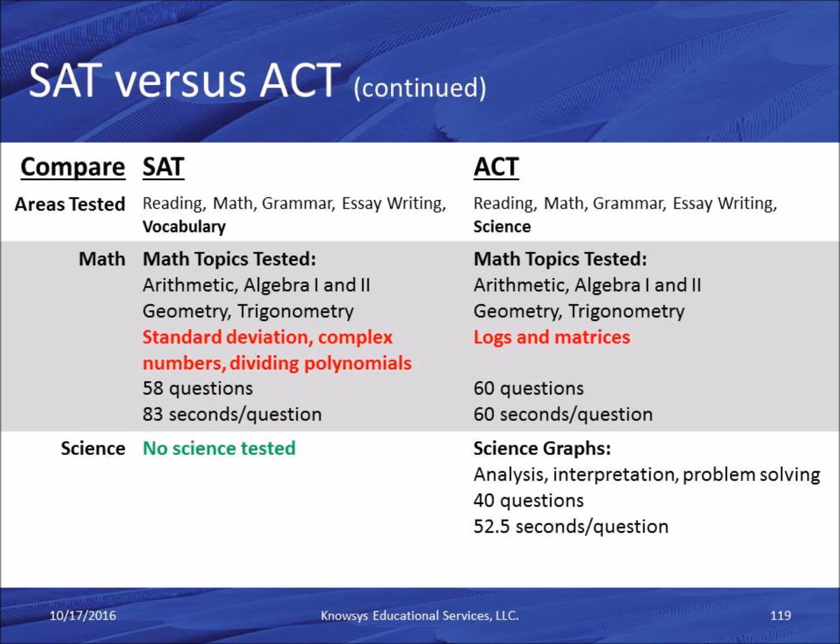SAT has slightly more emphasis on vocabulary because it has 10 questions that will specifically be about vocabulary. ACT has more focus on science because it has that entire science section. Like we said, that's complex graphs, but that is something that the SAT doesn't have.